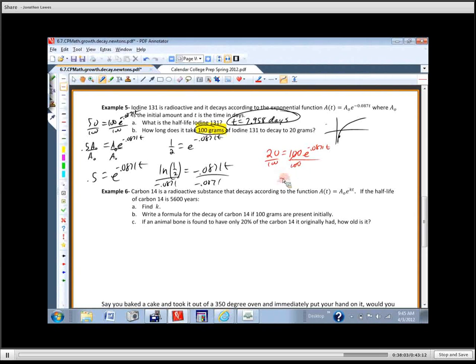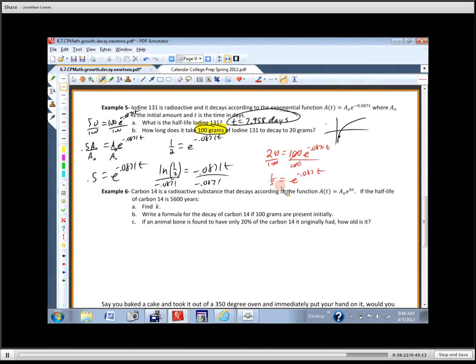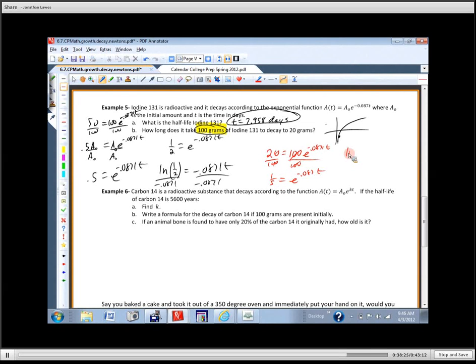Cancel those off. E to the negative 0.0871 times T. Cancel the zeros, 2 and the 10, this would be 1/5. It's a good thing they don't keep track of 1/5 time like they do half-life. That would be like the 1/5 life, a little bit silly. So this is going to be the ln of 1/5 equals negative 0.0871 times T. So we just divide by that.